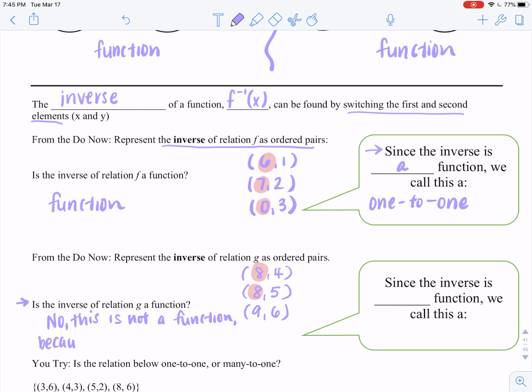Because the input of 8 has two outputs. Okay. So since the inverse is not a function, we're going to call this many-to-one.